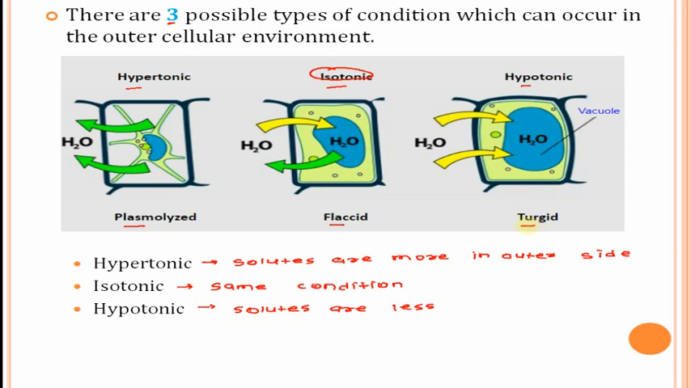So when we study osmosis, we have to deal with these three kinds of solutions or conditions that can possibly occur around the cell. They are hypertonic, isotonic and hypotonic. Okay.